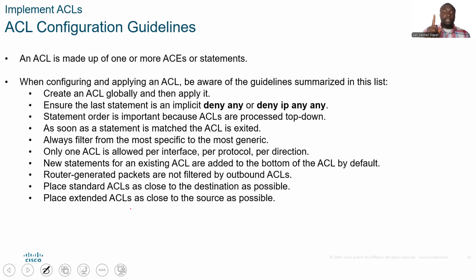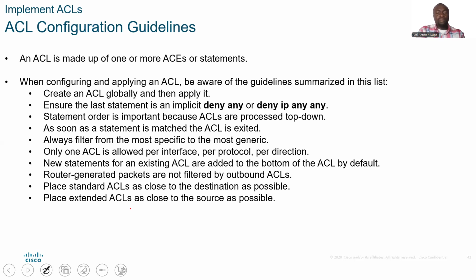Okay? Ensure the last statement is an implicit deny any or deny IP any. Yeah? After you've written everything, then you say deny any other. So you mostly permit what you want to permit and deny what you want to deny, but there's an implicit deny. Statement order is important because access control lists are processed from top to down. So the order in which you write it matters a lot. If you check even the firewall of your routers, how the order in which the rules are arranged matters a lot.